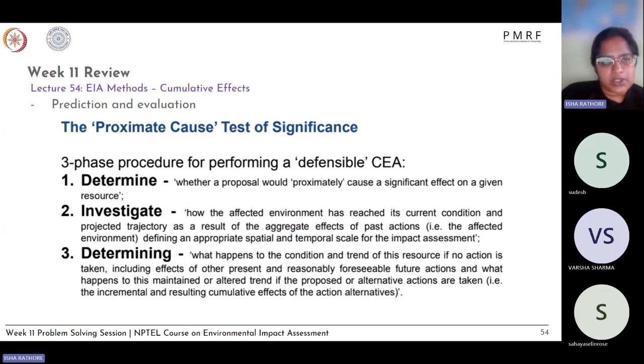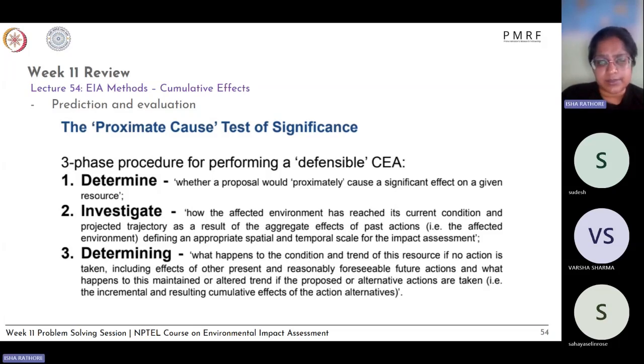Then we also looked up at the proximate cause test of significance in the prediction and evaluation for cumulative effects. So this is a three-phase procedure for performing cumulative effect assessment. First, you determine whether a proposal would proximately cause a significant effect on a given resource. Then you investigate how the affected environment has reached its current condition and the projected trajectory as a result of the aggregated effects of the past action, and you define an appropriate spatial and temporal scale for the impact assessment.